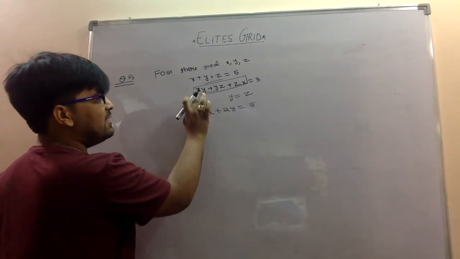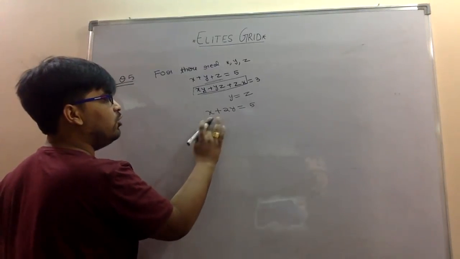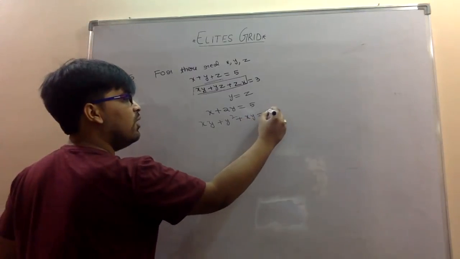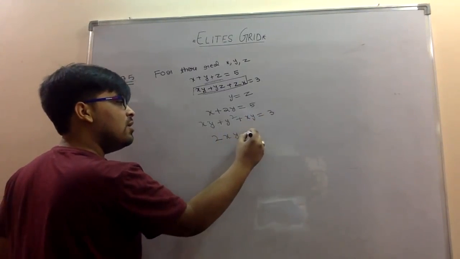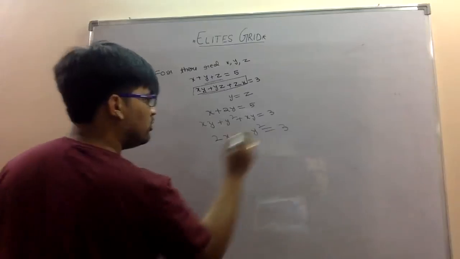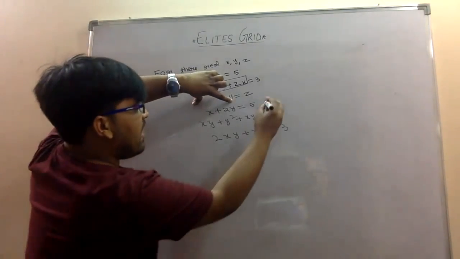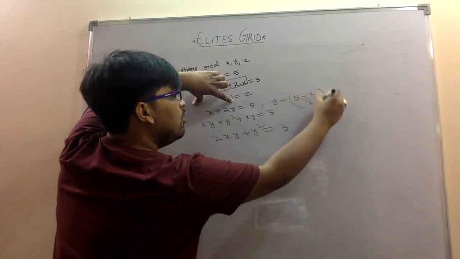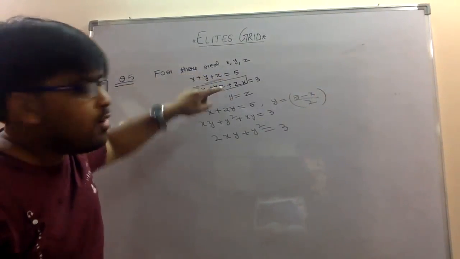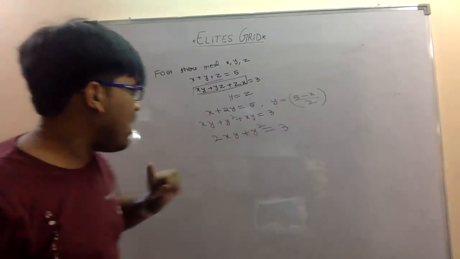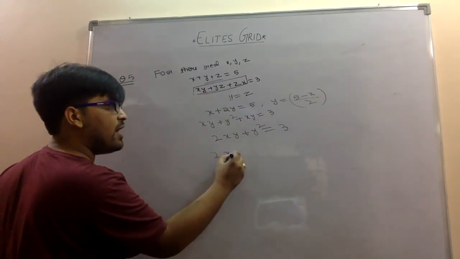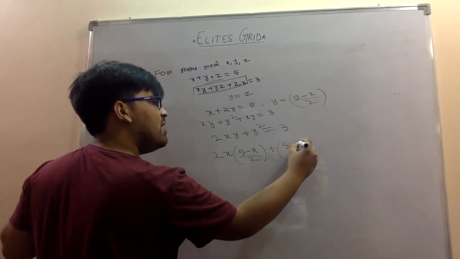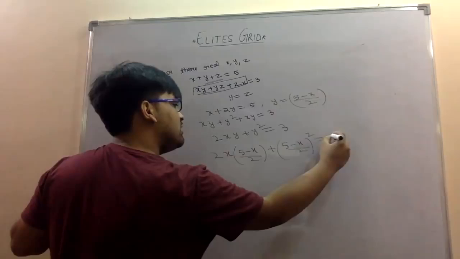And when you put y equal to z, that value will change into x into y plus y square plus xy is equal to 3. So 2xy plus y square is equal to 3. Now, what is the value of y here? From the first equation, y is equal to (5 minus x) by 2, and you can replace here: 2x times (5 minus x) by 2 plus ((5 minus x) by 2) whole square is equal to 3.